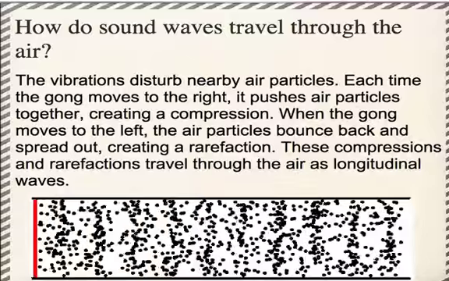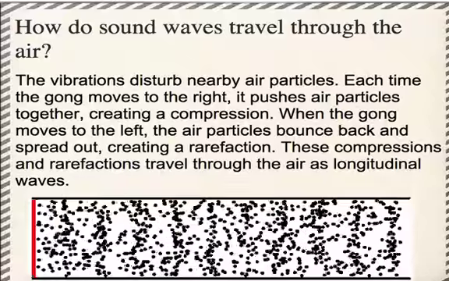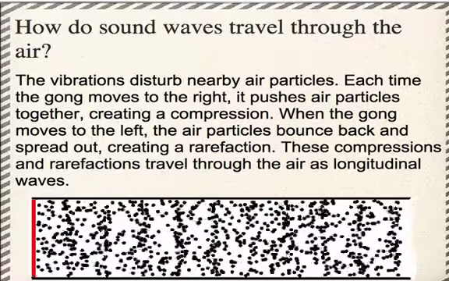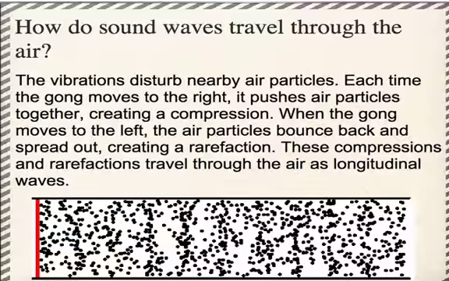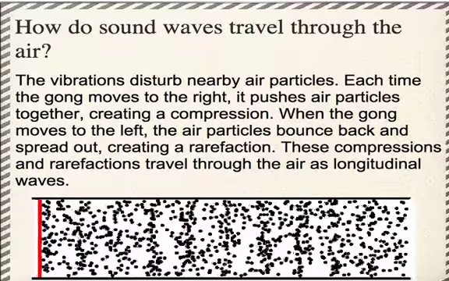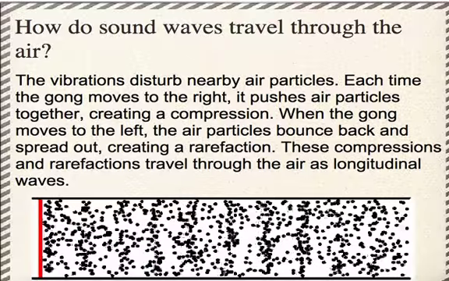So how do sound waves travel through the air? Well, the vibrations disturb those nearby particles. Each time a gong or a cymbal or a speaker or a drum moves to the right or up or down or to the left, it pushes air particles together. This creates a compression. When that drum or those vocal cords move to the left, the particles bounce back and spread out, creating a rarefaction.